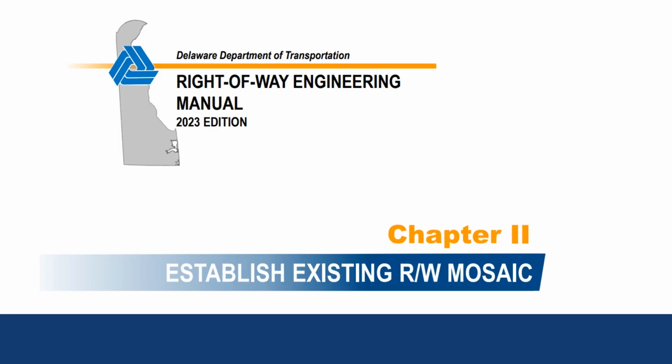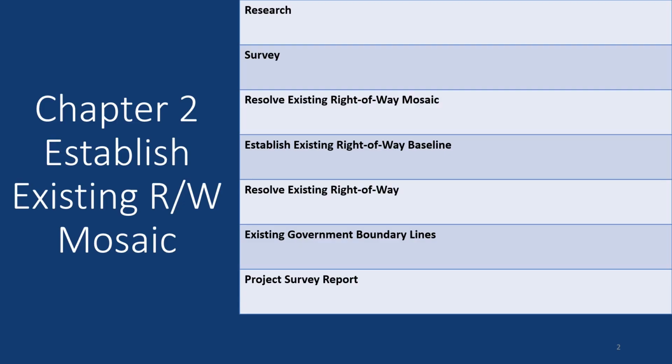This is a training session for Chapter 2 of DelDOT's Right-of-Way Engineering Manual. This presentation is meant to be an overview, and it is recommended that the manual be used for design rather than this presentation.